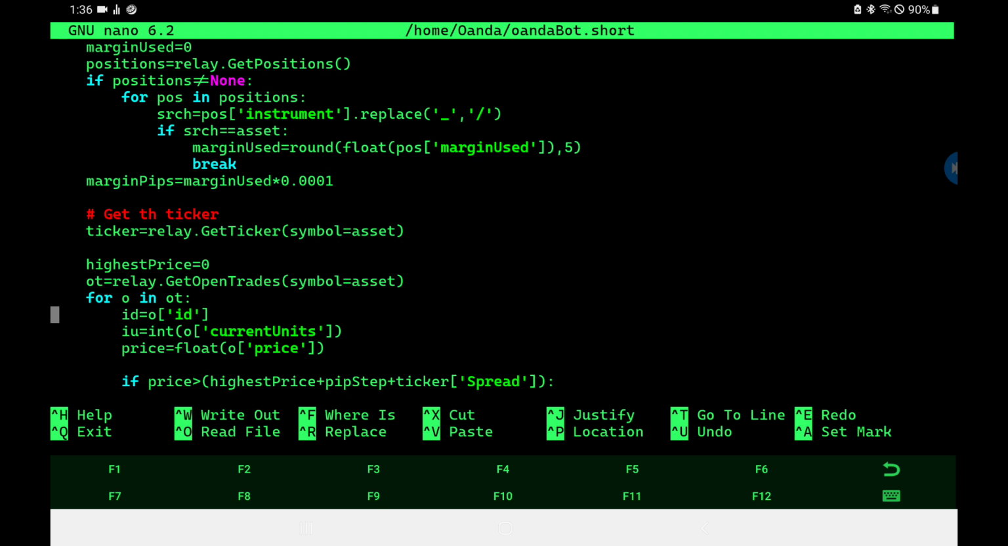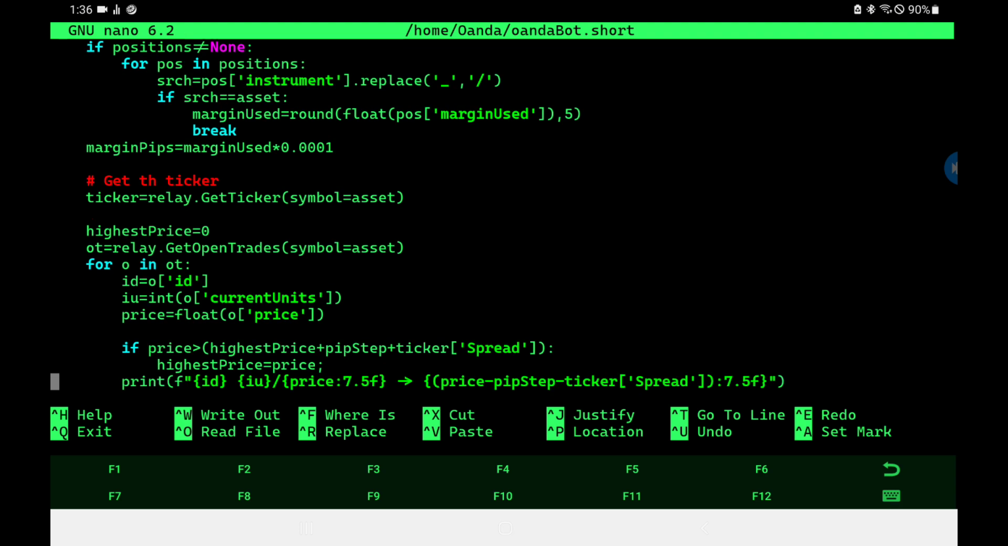And now we actually go through the process of looking at open trades. We figure out the current price. Right now, that's the current price based upon what we've actually purchased. So, as we start reading our entries, we know how many units we have, we know what we paid for it. So, if the price is greater than the highest price and then the pip step.